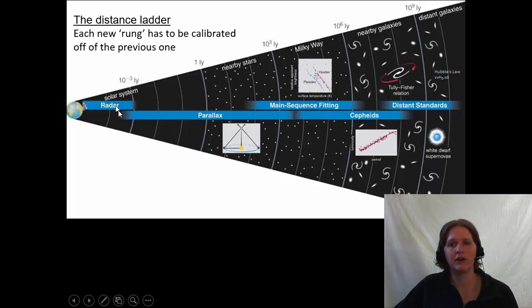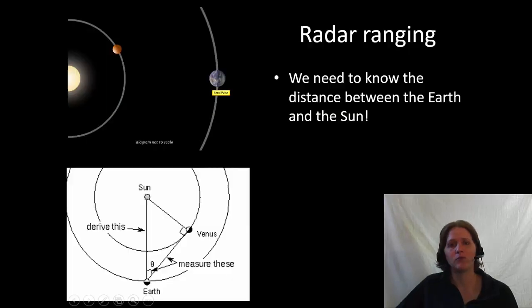So let's start with radar and move outwards. Radar is a form of light, so here's Earth in the solar system, and we might send a pulse of light at Venus. Some of the light will bounce back, so all we do is see how long it takes for the radar pulse to get there and get back. Since we know the speed of light, we can find the distance.